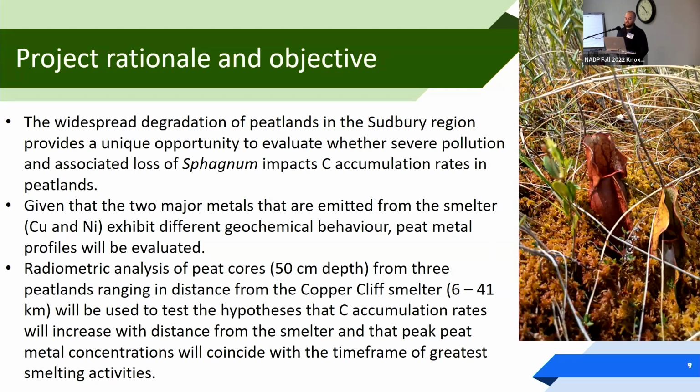And given that the two major metals emitted from the smelter, copper and nickel, exhibit different geochemical behaviors, we were also going to look at how copper and nickel move up and down the peat profile, or if they do. To do this, we were going to do radiometric analysis of peat cores from 3 different peatlands, ranging in distance from a smelter. We were going to use those peat cores to test the hypotheses that carbon accumulation rates will increase with distance from the smelter, and that peak peat metal concentrations will coincide with the time frame of greatest smelting activities.